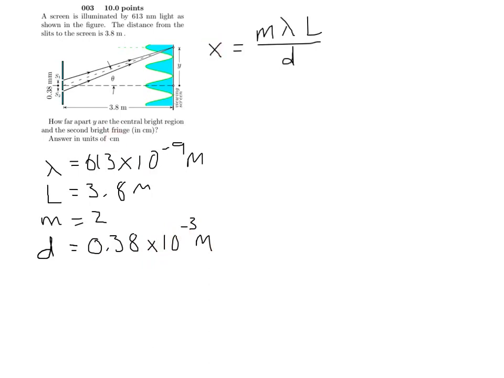This says answer in units of centimeters. And if I have 1 meter, I would have 100 centimeters. So whatever my answer is here, I'm going to have to multiply by 100 in order to enter it into University of Texas.